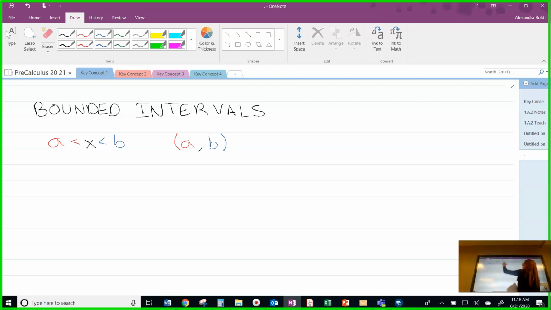And then making our number line. Wherever A is clearly a smaller number than B, so we'll put A there. We'll put B over here. They have parentheses, so they're kind of like going around what's between them. And then everything between them gets shaded.